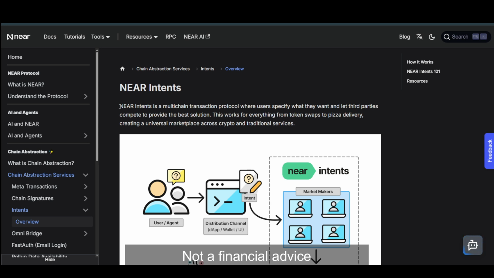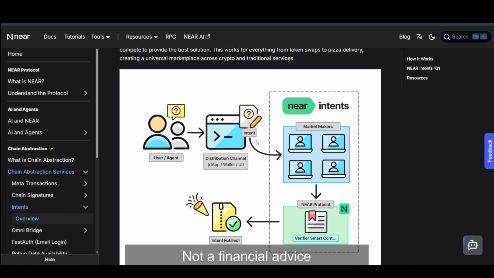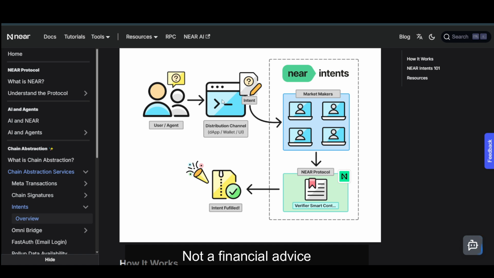So NEAR intents is a multi-chain transaction protocol where users specify what they want and let third parties compete to provide the best solution for it. This works for everything from token swaps to pizza delivery, as you can see here, creating a universal marketplace across crypto and traditional services. And this is basically the flow diagram.